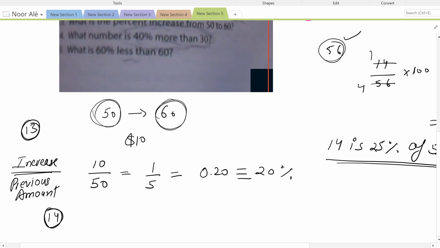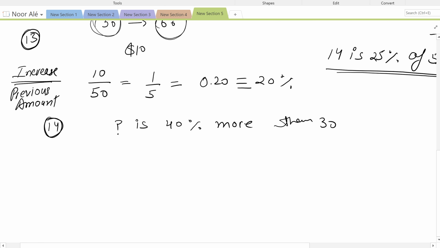Okay. What number is 40% more than 30? What number, let me call it X, is X is 40% more than 30.